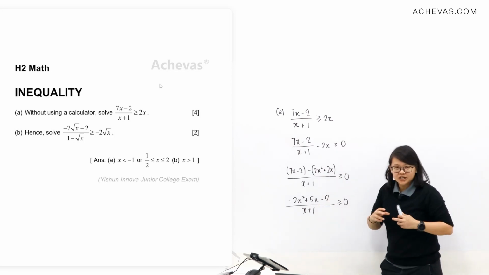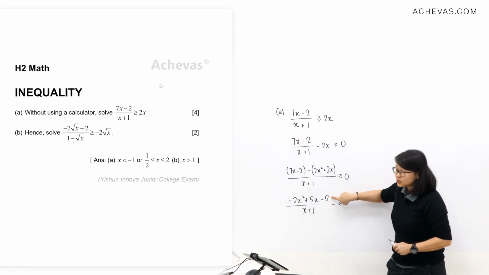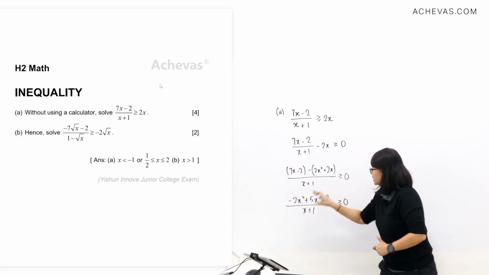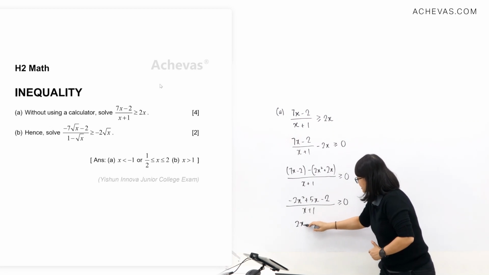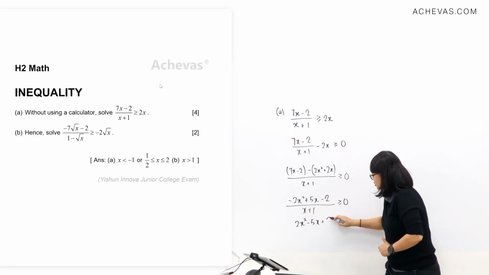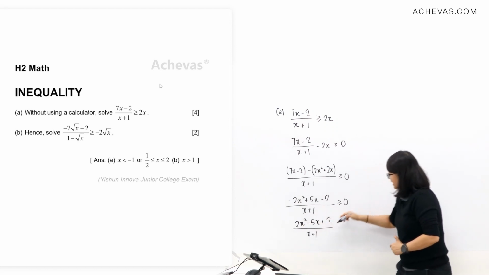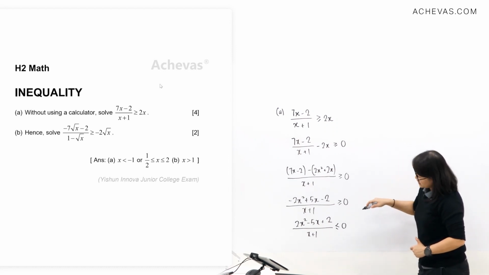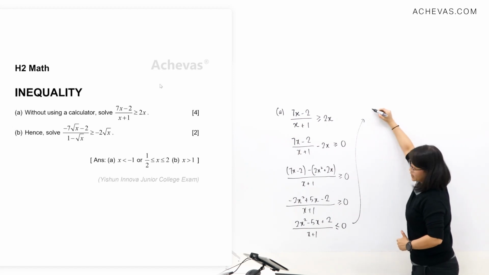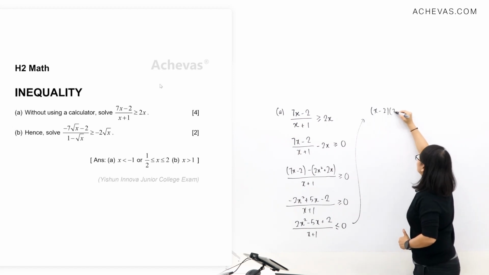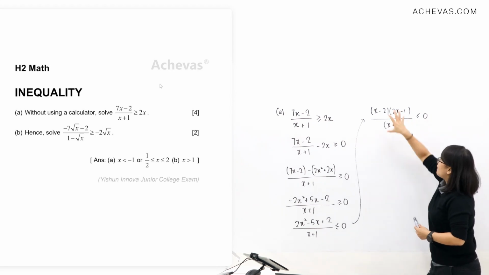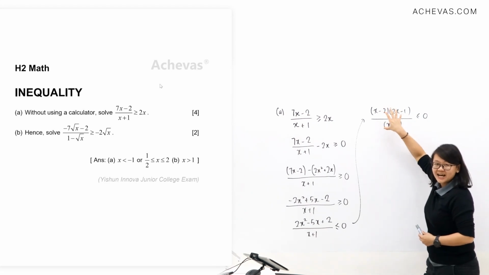The next task, we're going to try to see if we can factorize this. Since I do not like the negative over here, I'm going to multiply a negative on the left and on the right. So next step, I'll be getting 2x squared minus 5x plus 2 over x plus 1. And I'm going to change the inequality sign to less than or equals to 0. Next, I'm going to factorize this expression. So I'll be getting (x minus 2)(2x minus 1) over (x plus 1) less than or equals to 0. Now the idea here is that I will get multiplication and division of linear factors.